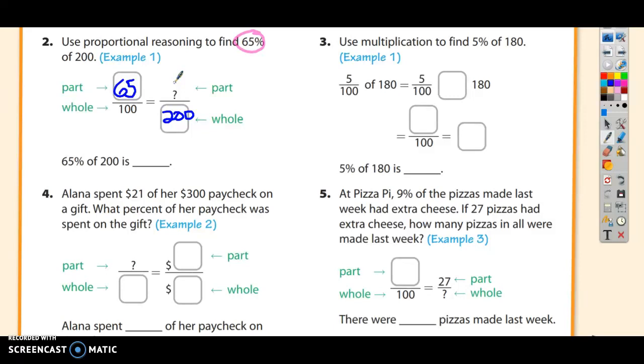What I notice is that to get from the second term 100 to 200, I double it. So I go times 2. So if you do this part times 2, you have to do this part times 2. So I'm going to go over here and do 65 times 2. And that's going to be my answer. 2 times 5 is 10. 2 times 6 is 12. Plus 1 is 13. The answer is 130.